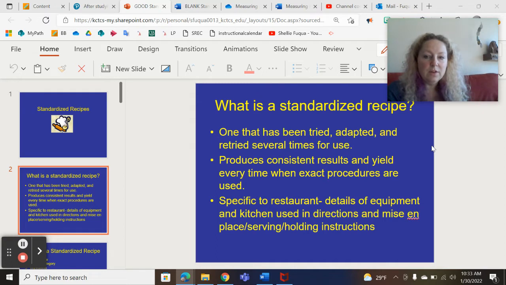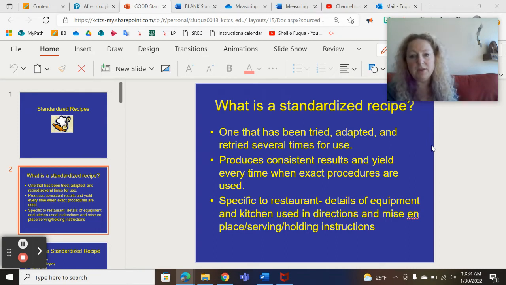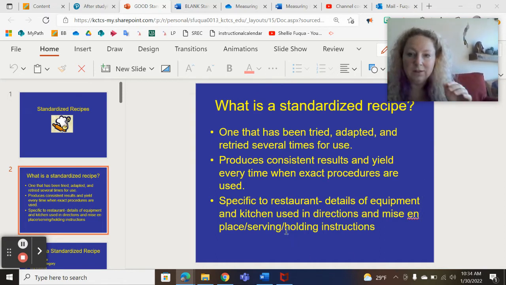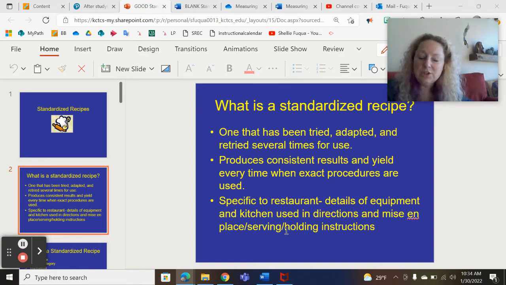If I had a bakery and we did chocolate chip cookies, then every single time the size, the portion, the flavor needs to turn out the same every time. If you come to my bakery and buy a cookie on Monday and a cookie on Thursday, it should be the exact same cookie. So this is also going to be specific to the restaurant. It's going to include some details of the specific equipment, the kitchen, and then the mise en place.